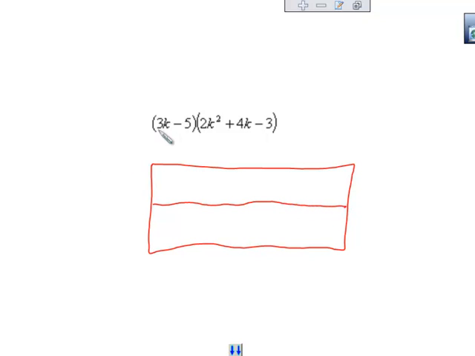Doesn't matter though. The first term is 3k, so I'm going to put my 3k here. The second term is -5, so I put the -5 there. Now the next parentheses has three terms. So I'm going to put 2k squared, 4k, and this is a -3. Put the -3 there. Now what's nice about the box method is that you just have to match up this times this, which will get you this in the box. This times this will match this in the box, and so on and so forth.